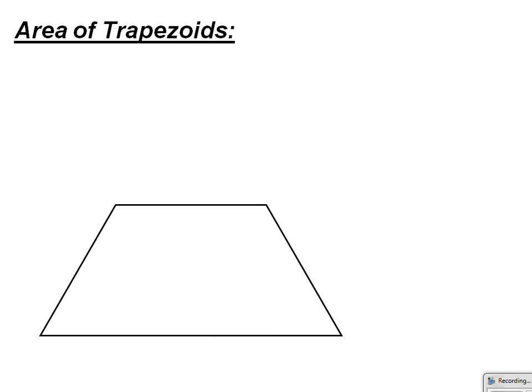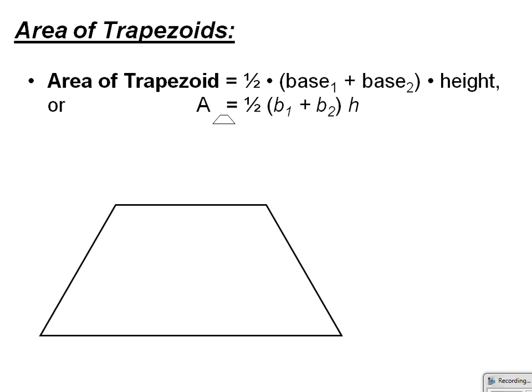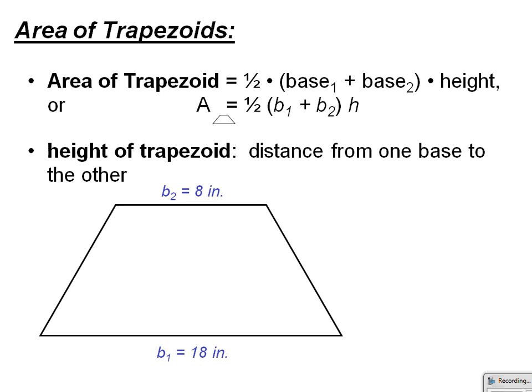Now to find the area of a trapezoid, this is going to be a formula that's a little different than previous formulas, because to find the area of a trapezoid, we need to average the lengths of the bases, base 1 plus base 2 divided by 2, and multiply that by the height. For example, in this trapezoid, if base 1 was 18 inches and base 2 was only 8 inches, we need to average those two base lengths.